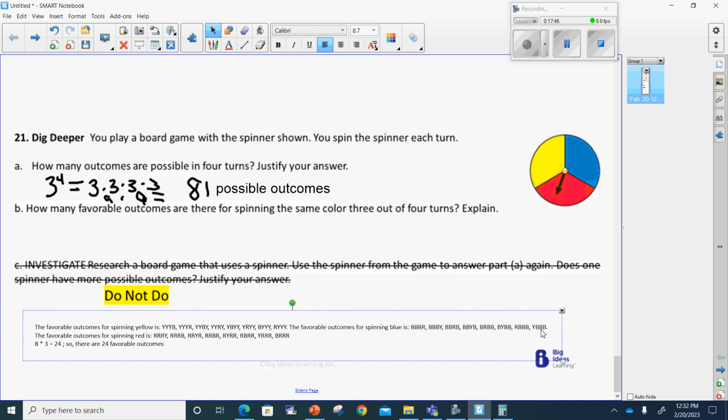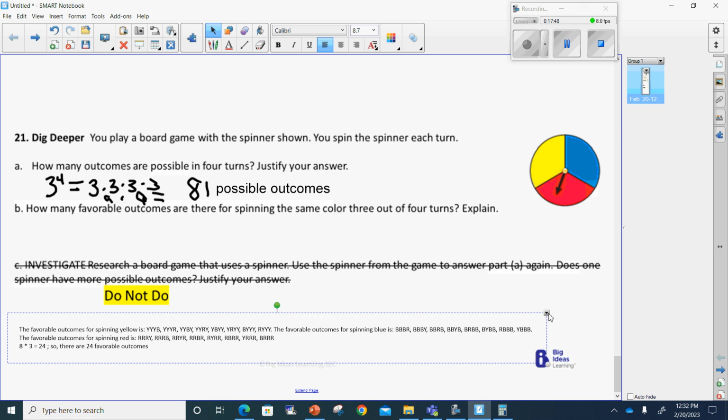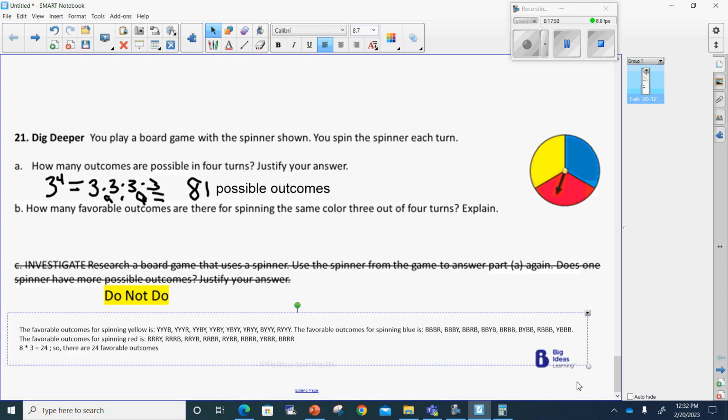There we go. And this might not have been the best method to use for revealing this, but the favorable outcomes of spinning yellow, yellow, yellow, blue, yellow, yellow, yellow, red, right? There's 3 yellows every time over here. It says favorable outcomes for spinning the same color 3 out of 4 times. So that would be for my yellow. Then that would be for my blue. That would be for my red. When you count these up, we got 8 times 3, which is 24. So there's 24 possible outcomes.